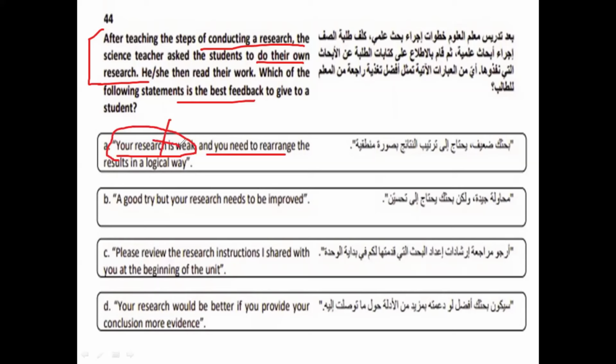We should not indicate any negativity in the feedback. There should be a sandwich: praise, then a little bit of tone, and then what you need to improve next. Second, a good try, but your research needs improvement. Improve what? This is the constructive feedback, okay? Your research needs to improve, but improve what? Highlight it. Again, this is wrong.